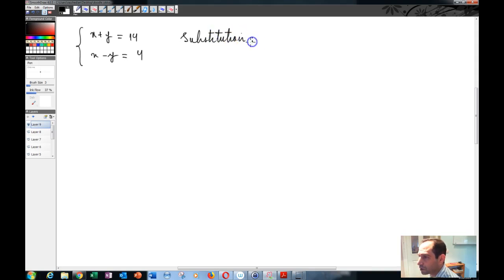So by the method of substitution, if I call this 1 and if I call this 2, what I can do is take 1 and express one of the variables in terms of the other variable. So I can write x plus y is equal to 14, and then x is equal to, in terms of y, negative y plus 14. So that's x in terms of y.